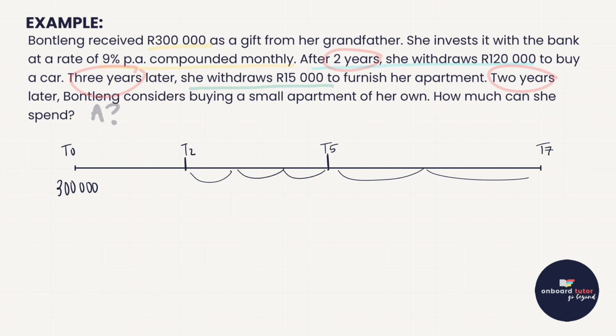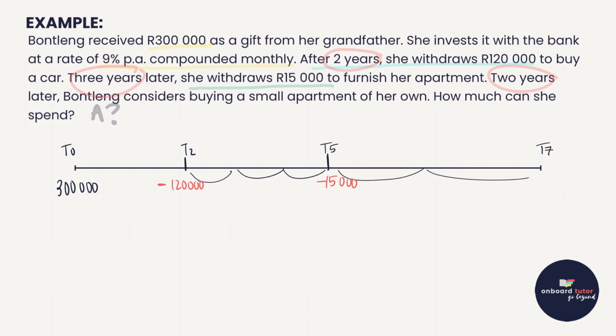Okay, so let's figure out what's happening at each of these pit stops. Here we are subtracting money at T2. She withdraws 120,000 Rand to buy a car. And then 3 years later, she's going to withdraw again, minus 15,000 Rand. Sorry, those need to be minuses. Okay, and then we want to know how much does she have at the end of the day.